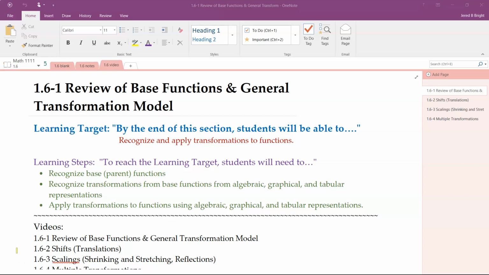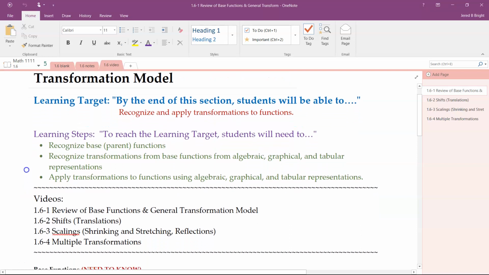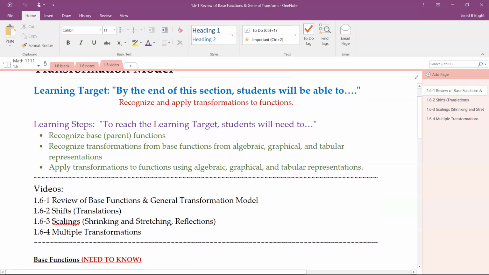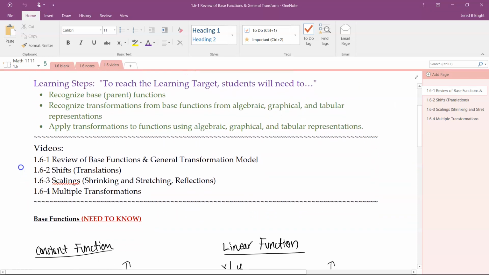And so you can see in this section we really want to just be able to recognize and apply transformations to functions. And so what that's going to involve is we have to talk about base functions. I call them parent functions sometimes, so just know both pieces of language. And then we're going to talk about the transformations using function approaches. So from algebra, from graphical, from tabular, and then of course we gotta give it a name, so that's more the descriptive. And then we're just gonna do it.